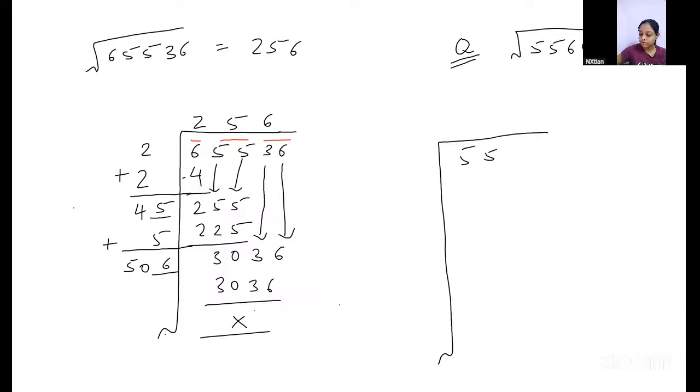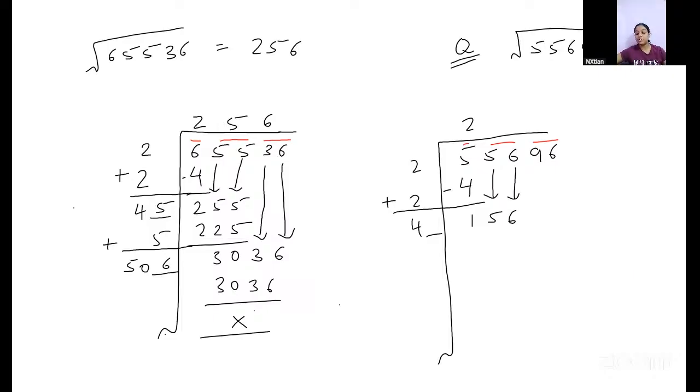5, 6, 9, 6. First step, make pairs: 96, 56, and 5. Now, 2 times 2 I will take, because 4 is exactly smaller than 5. Subtract, 1 we will get. On the left side, I will add 2. So 4 I will get and put a dash. Now 56 I will bring down, 5 and 6. What number should I multiply 4 with?